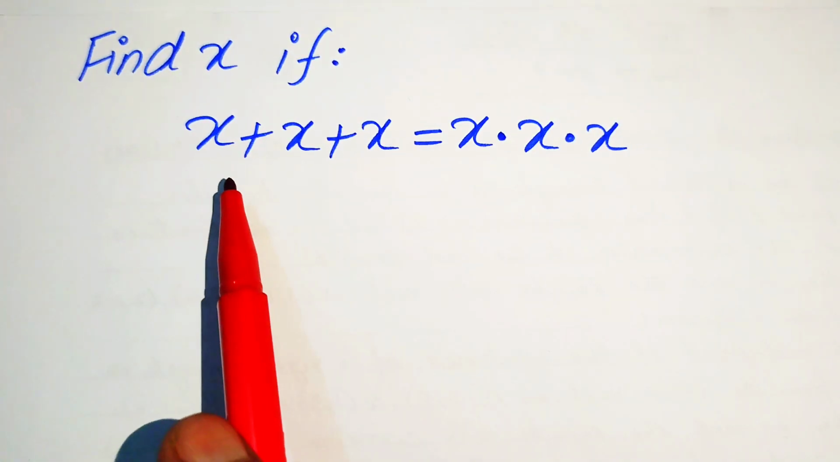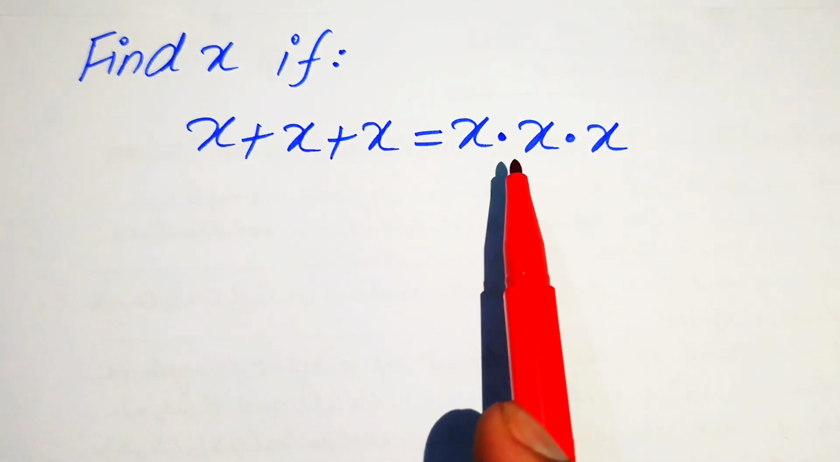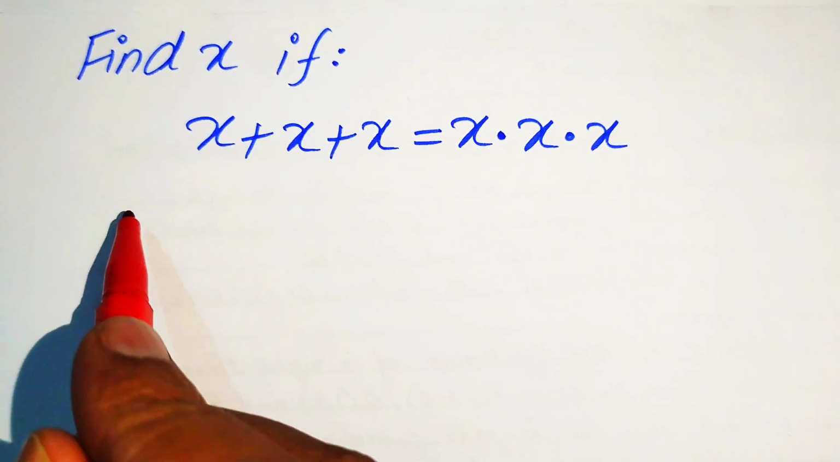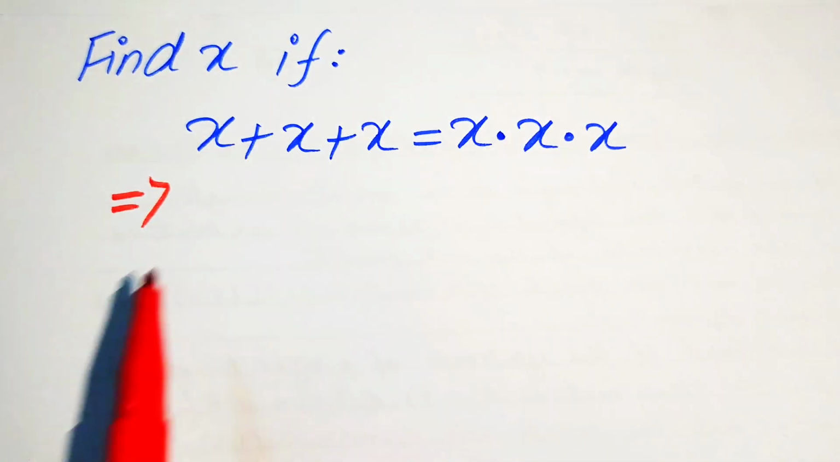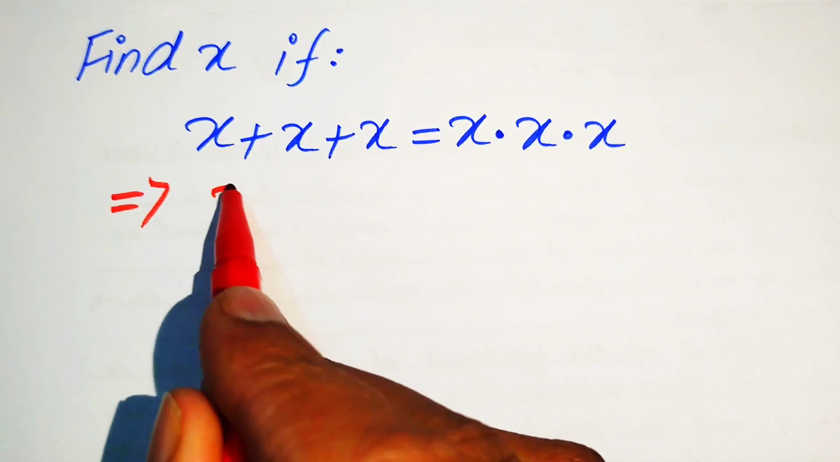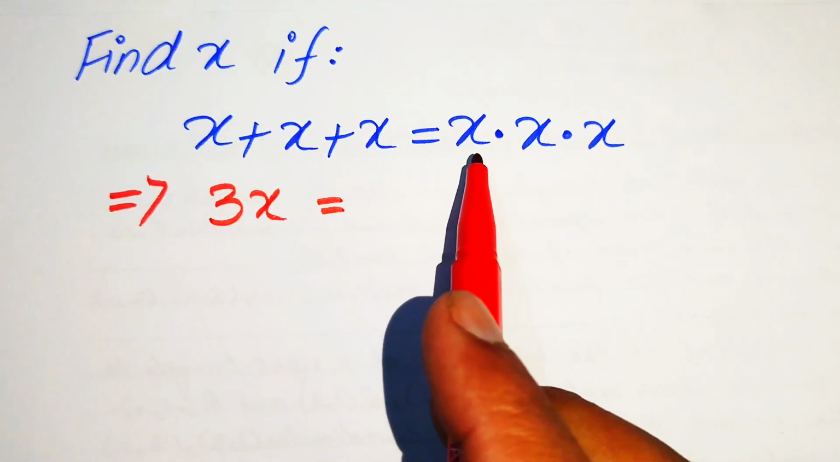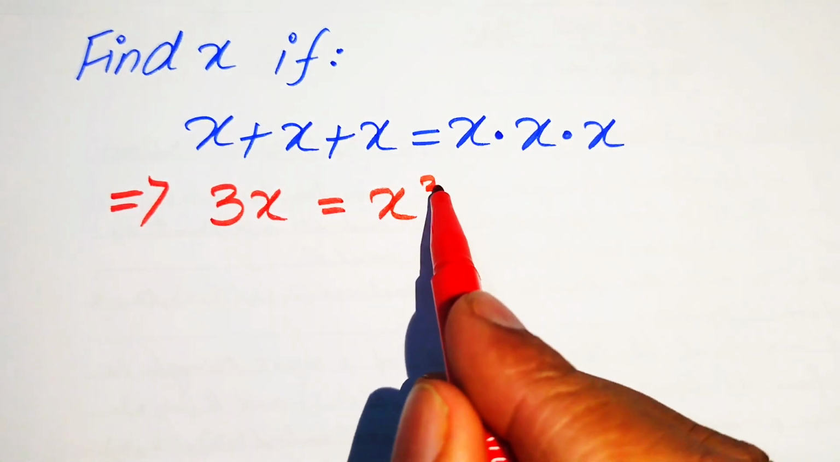And here we have x plus x plus x equals x multiplied by x multiplied by x. In this problem we need to solve for the values of x. On the left hand side, x is added 3 times, so we write it as 3 times x. It is equal to, on the right, x multiplied 3 times, which we write as x cubed.